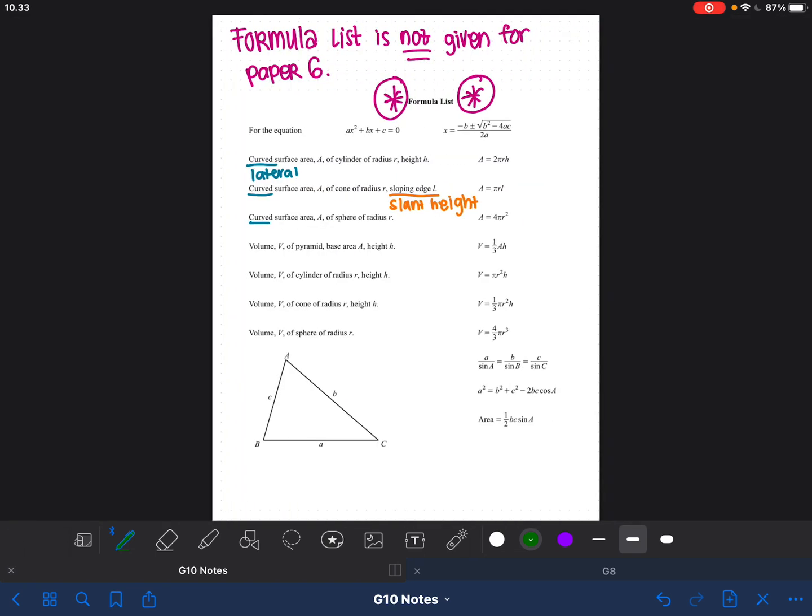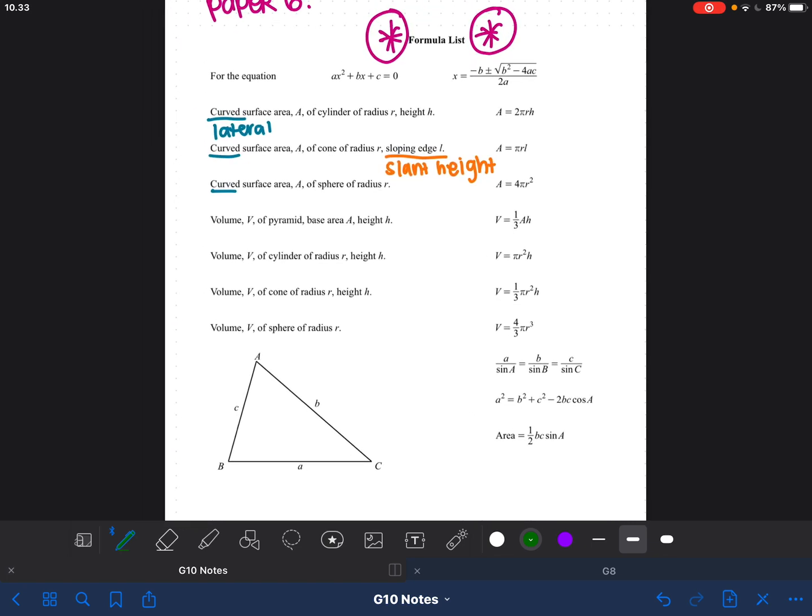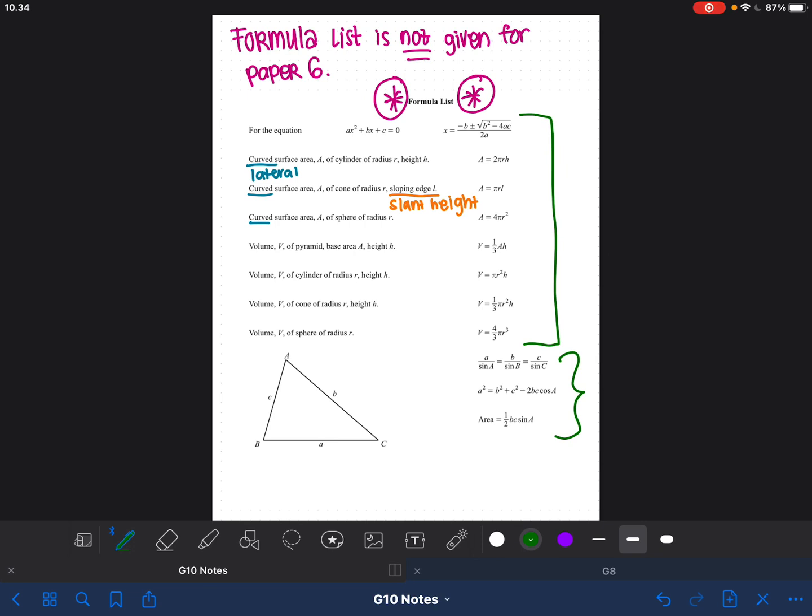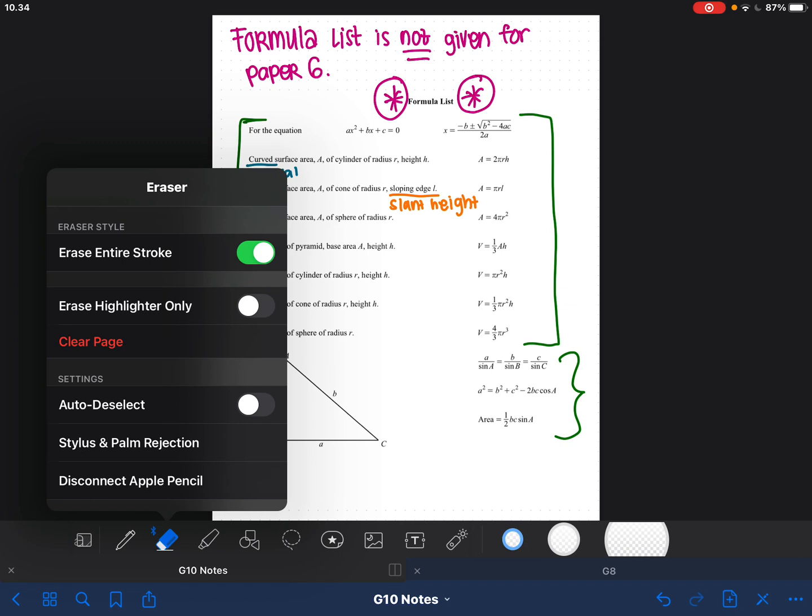So before we begin, I want to point out that there's a formula list for papers 2 and 4. But there's no formula list for paper 6. So that means you guys still need to memorize all of these formulas. For now, at least, you should know all of these. And we'll talk about trigonometry later. But for now, you should be able to recall all of these formulas, or at least derive them.